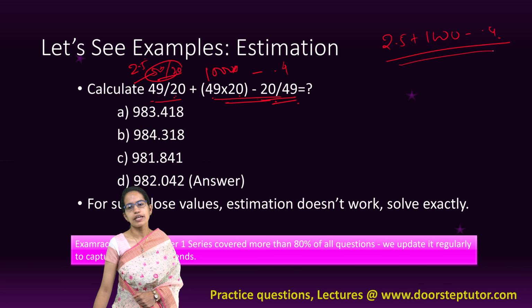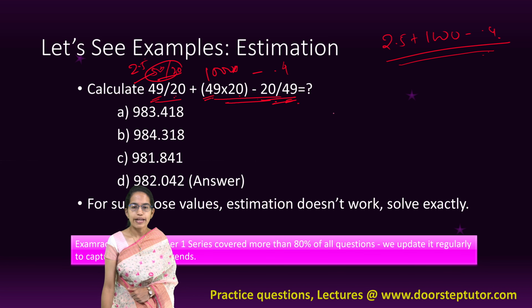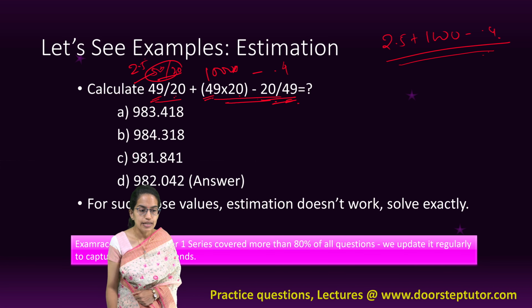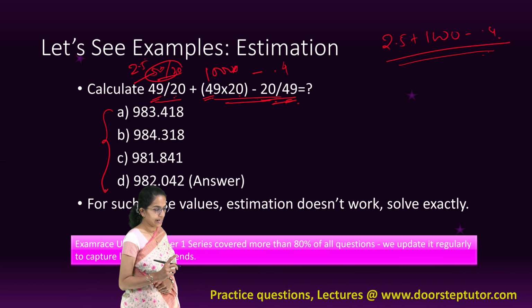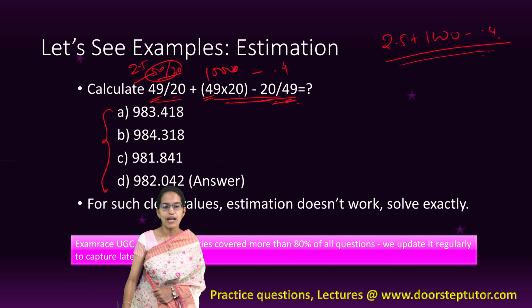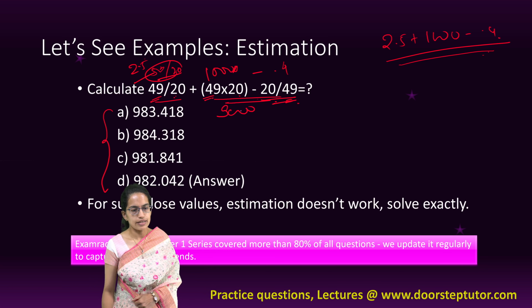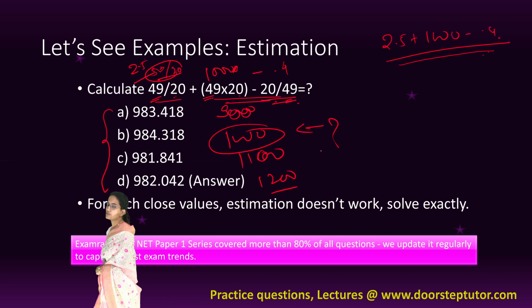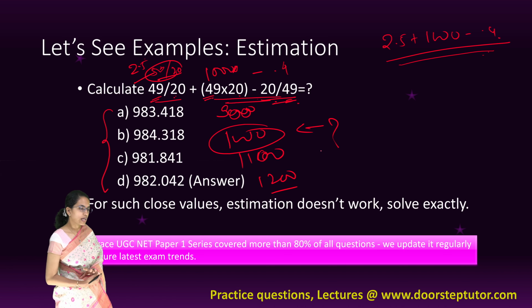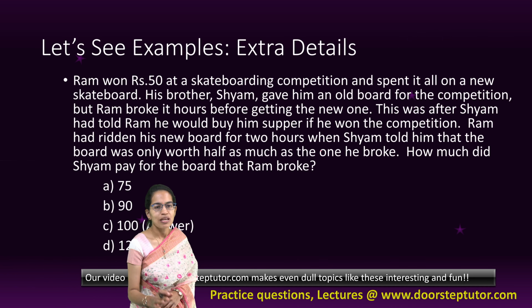Somewhere the answer would be closer to 1000, but the thing is, everywhere where there is 49, I have changed it to 50. So I can come to an approximation, but here the values are so closely knit that we would have to solve the question exactly. Now this estimation technique can be applied, let's say, when the options are 900, somewhere around 1000, 1100 and 1200. In that case, I can say my answer close to 1000 would be the correct answer. So I can use the technique of estimation in this case. So that is another interesting method to solve a multiple choice question.